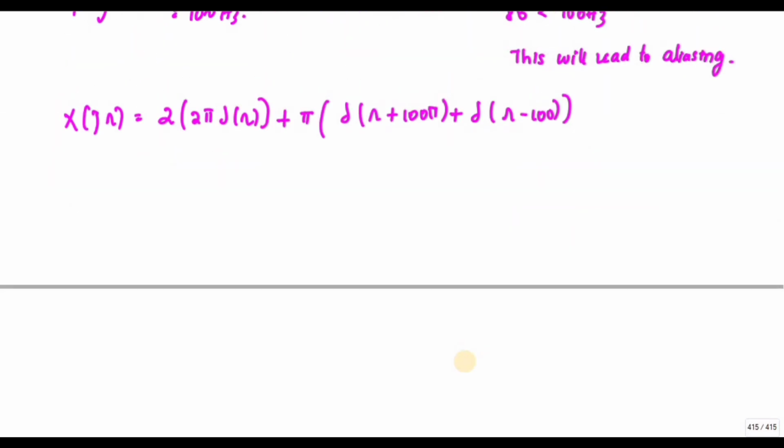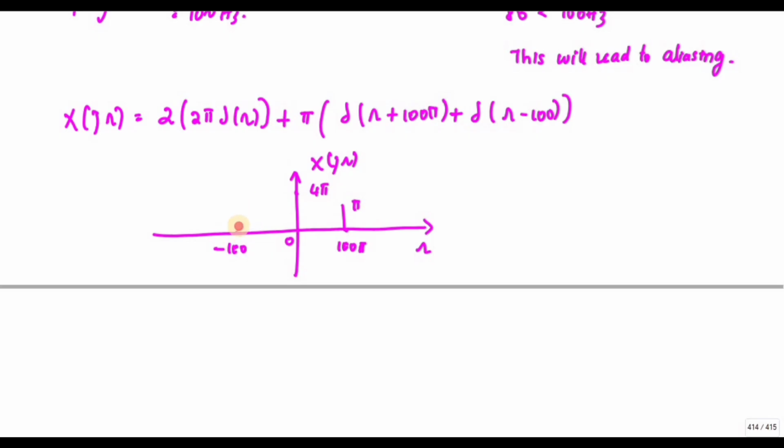So what it means is, it will look like this. At zero value it is 4 pi. For omega, X of j omega, at 0 value it is 4 pi, and at 100 pi it is pi, and at minus 100 pi also it is pi. Since cos pi is an even signal, this is how it will look.